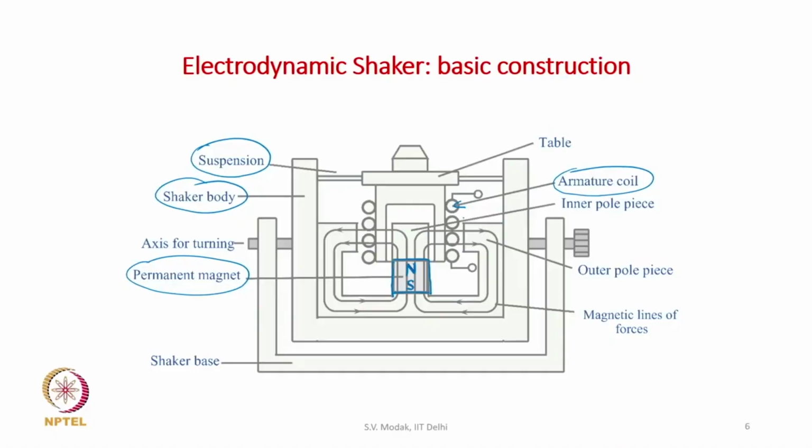You can see this is the inner pole piece, which is at the top, and then we have the outer pole piece like this. So, the purpose of these two pole pieces is to direct and concentrate the magnetic lines of force into a small gap. You can see there is a small gap between the inner pole piece and the outer pole piece. These pole pieces are made of soft iron, and soft iron has much higher permeability than air.